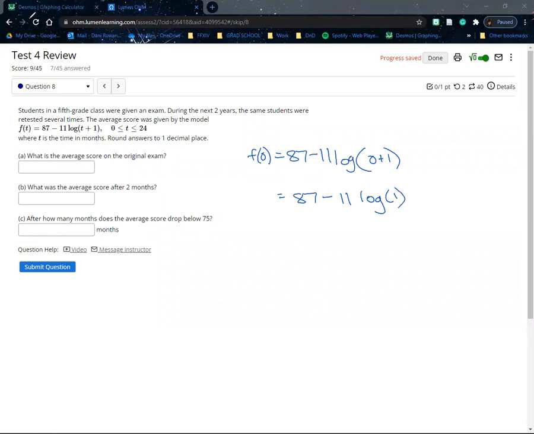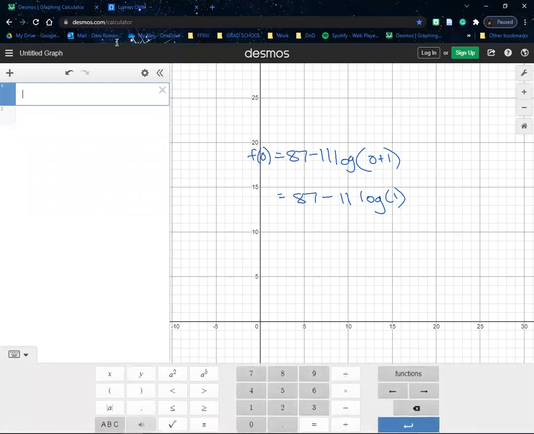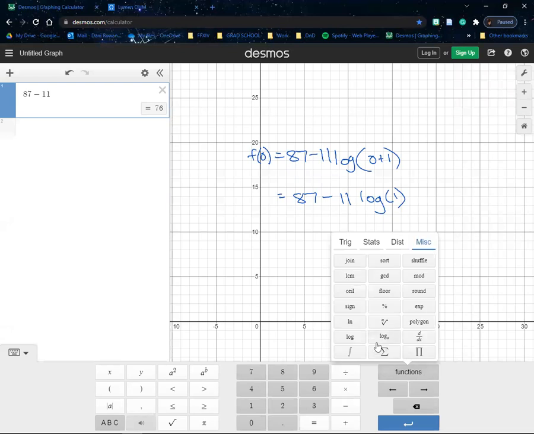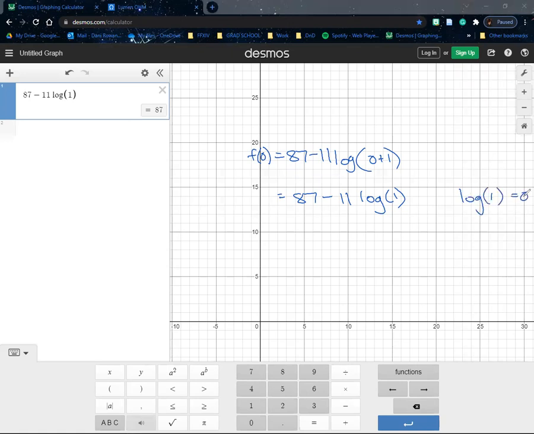Right? And you could, if you wanted to, plug that in here. Right? 87 minus 11 times log of 1. Go to your functions, log of 1. And that's just 87. But it's also important to know that log of 1 is 0. Oh, so it goes away. Yeah, so that whole thing goes away and it's just 87.